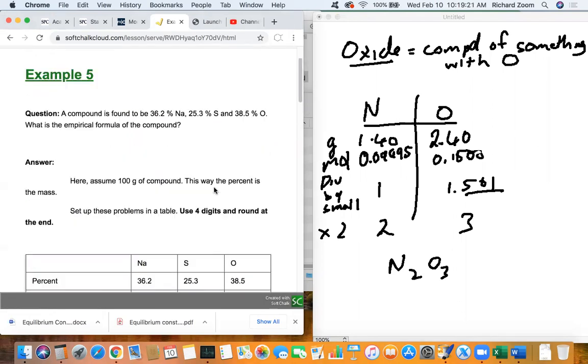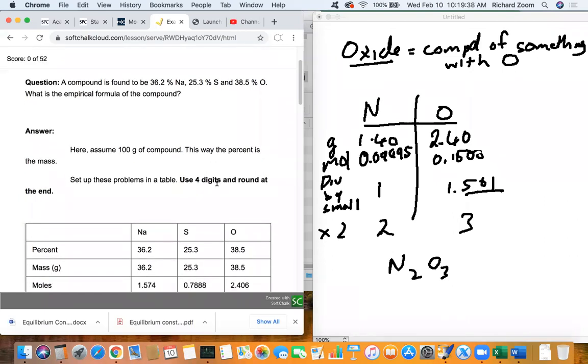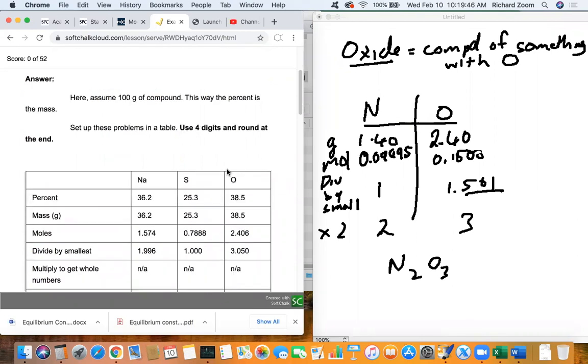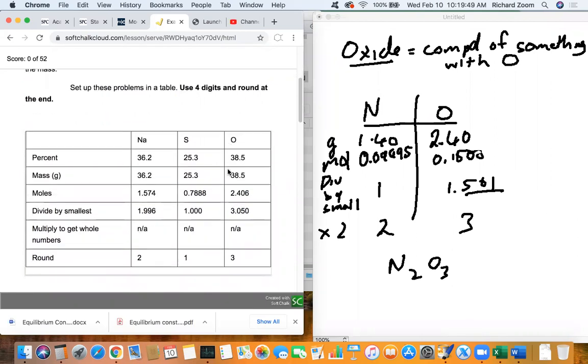We take a similar approach when we're dealing with percentages. And when we're doing percentages, what we're assuming is that we have 100 grams of compound. If we have 100 grams of compound, then the percentages match the grams of the elements. So we can just transfer those percentages straight into grams if we make that assumption. So we do that, and you can see that in the case of Na, S, and O, the masses are the same as the percentages. The moles we calculate as we did before by dividing through by the atomic mass of each element.